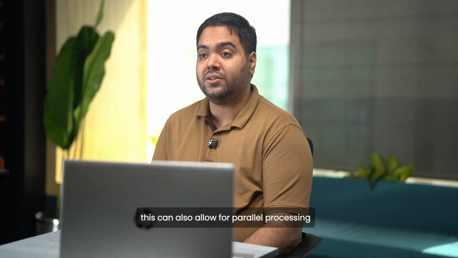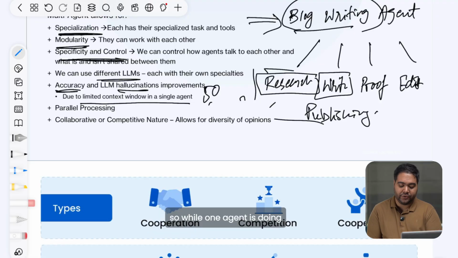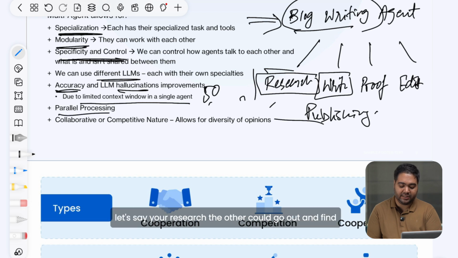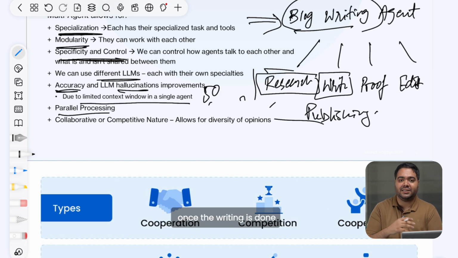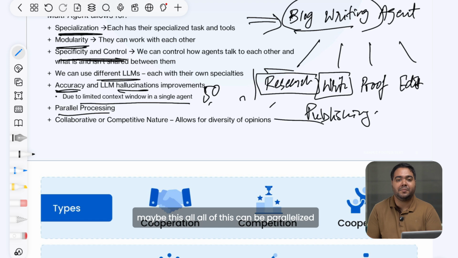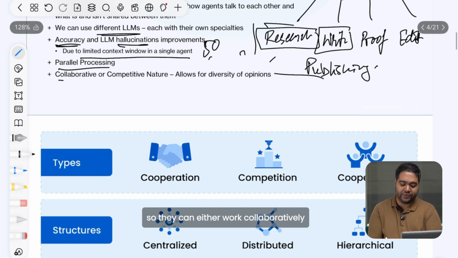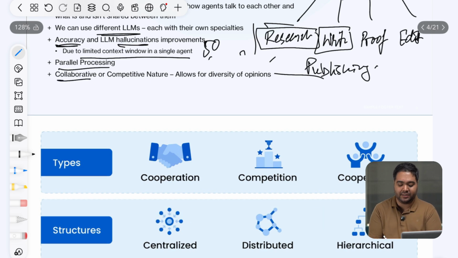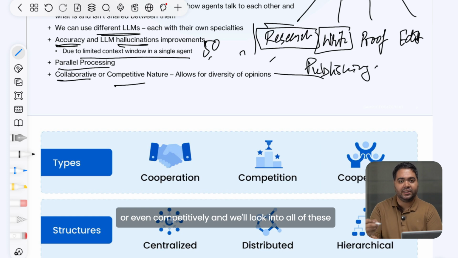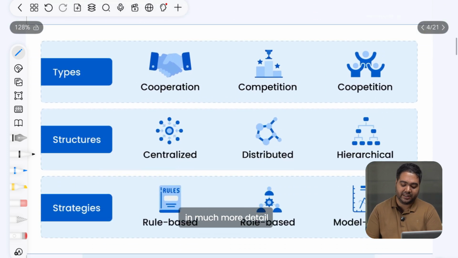Now, this can also allow for parallel processing. While one agent is doing your research, the other could go out and find and maybe even generate blog images for you. Once the writing is done, the proofreading, the editing, maybe all of this can be parallelized. And that is the power afforded to you by using multi-agent systems. And these can be of different natures as well, so they can either work collaboratively or even competitively, and we'll look into all of these in much more detail.